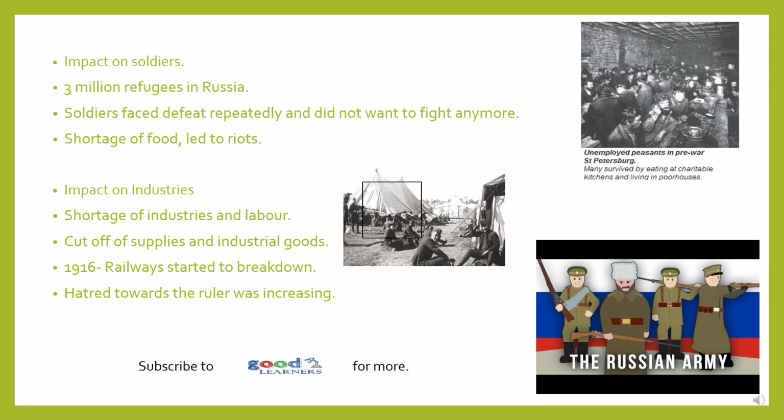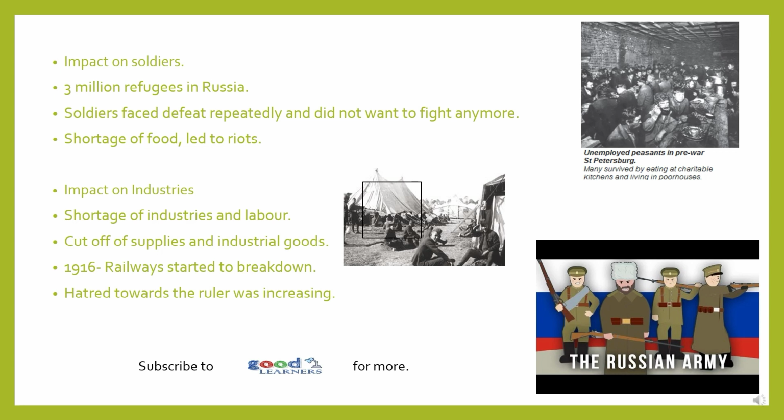Now we'll see individually how the war affected the soldiers and the industries. So the impact of the war on the soldiers was huge. By 1917, there were 3 million refugees in Russia. Soldiers didn't want to fight anymore because they faced defeats repeatedly. There was also shortage of food due to less production and due to the increase in refugees. This led to riots. There were riots reported outside bread shops too. Now let's see how it affected the industries.